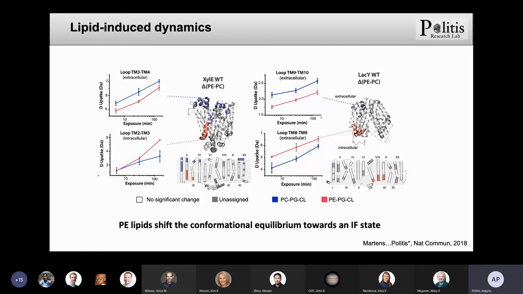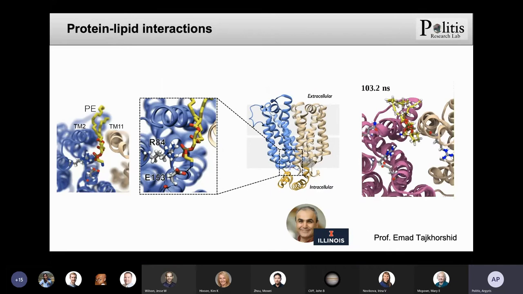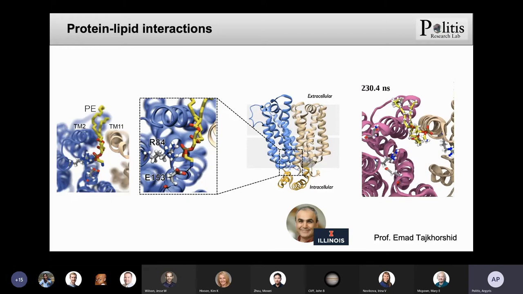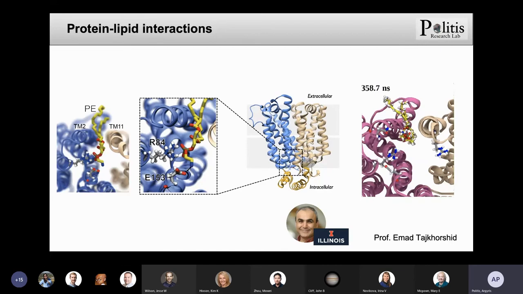And indeed, we have a similar conformation signature, with the shifting of the conformation from the outward-facing to the inward-facing conformation. So obviously, so far with this experiment, we can tell that the lipid environment does matter for the conformation. And specifically, we can tell that PE has an effect in shifting the conformation dynamics of a transporter.